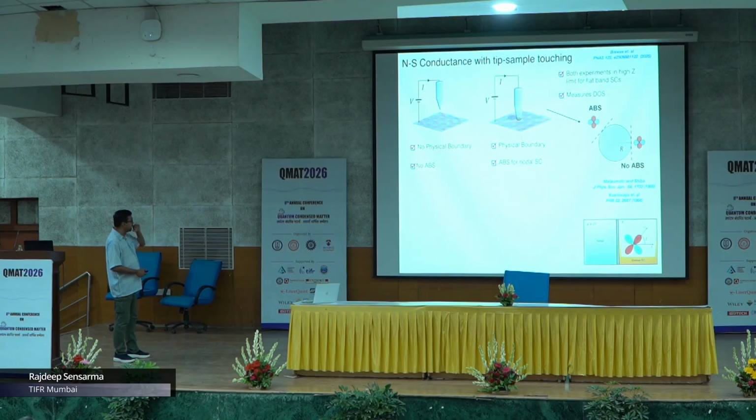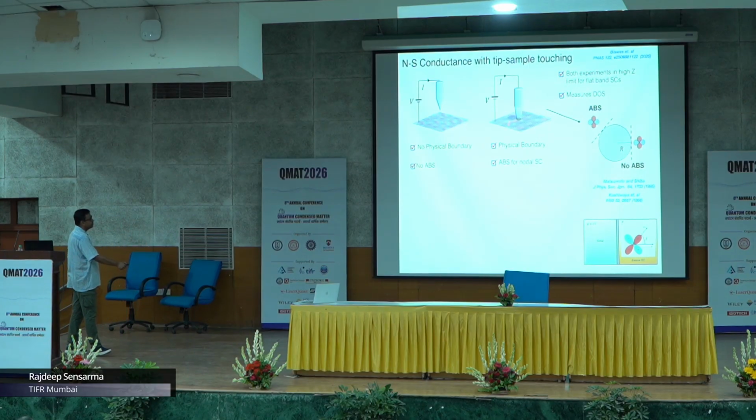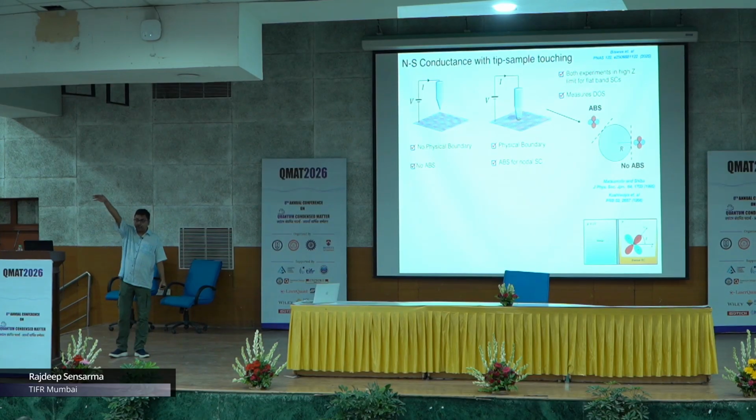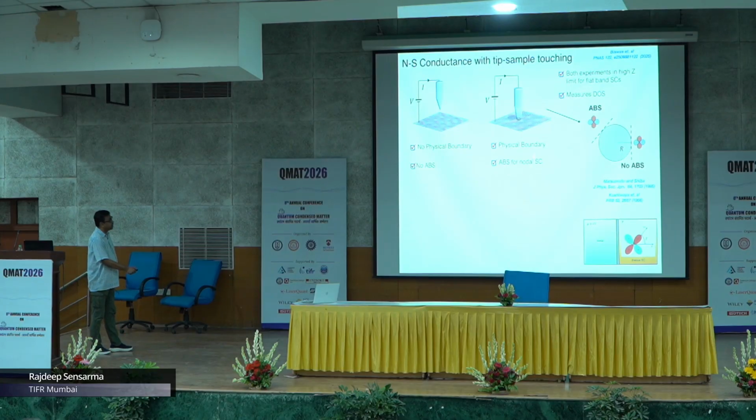You do see two different scales, and the difference is that there is no physical boundary between the tip and the material here, whereas when you push it down, there is a physical boundary. And then if you have a nodal superconductor where the gap function changes sign as a function of momentum, then we know that for certain cases, if you put a boundary, you can get an Andreev bound state at the boundary. So what you are measuring is the density of states of the Andreev bound state here. Here there is of course no Andreev bound state, and that's why you are getting two different energy scales.